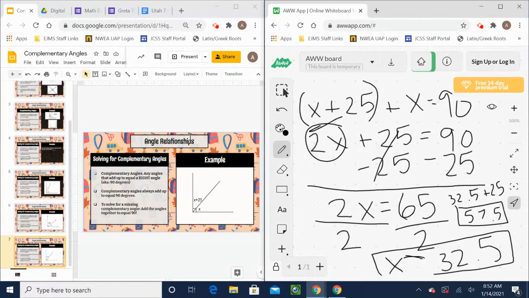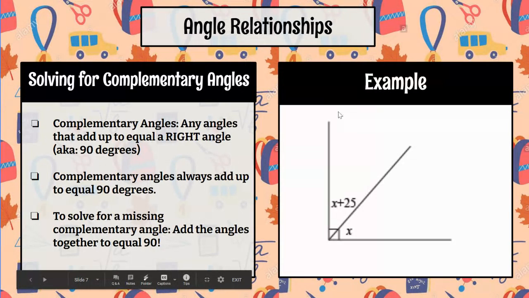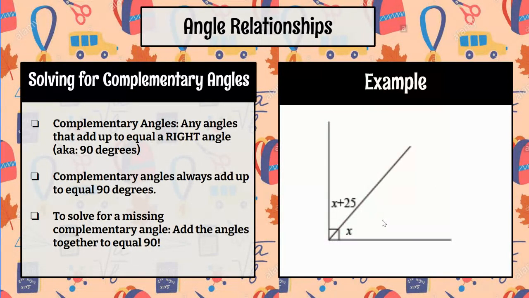Okay, so remember, to recap, you are always going to determine what kind of angle relation they are. If they're complementary, if they make a right angle, you are adding them together, setting it equal to 90, and then solving for your variable.